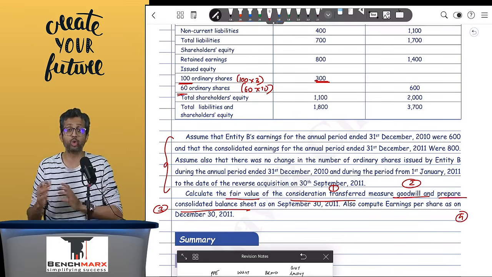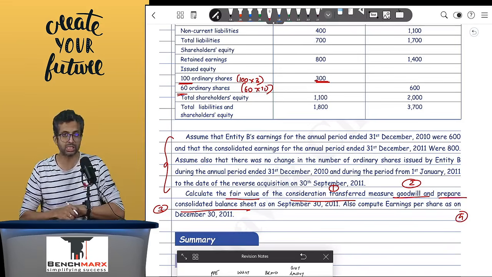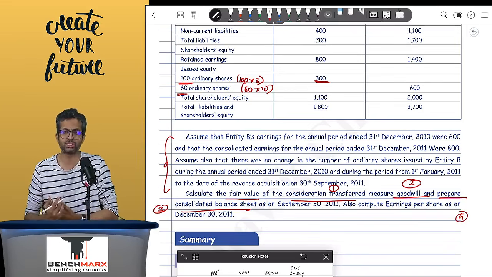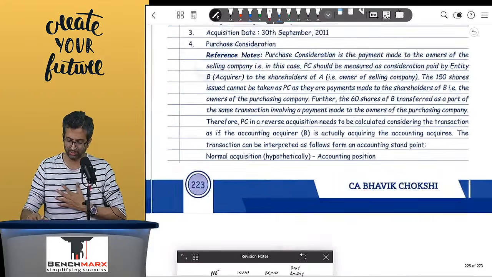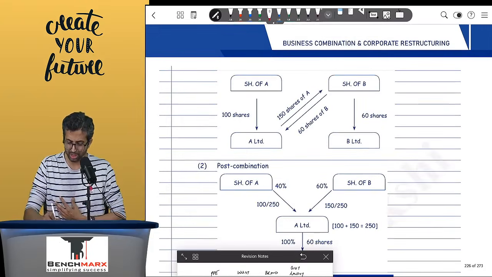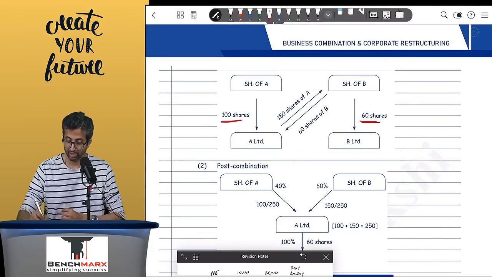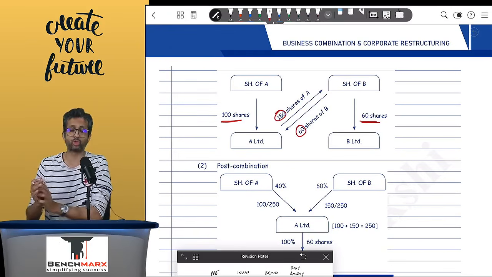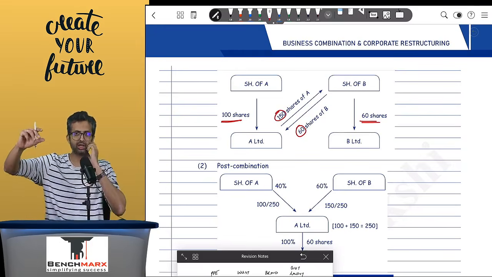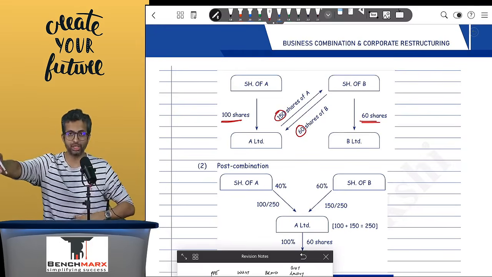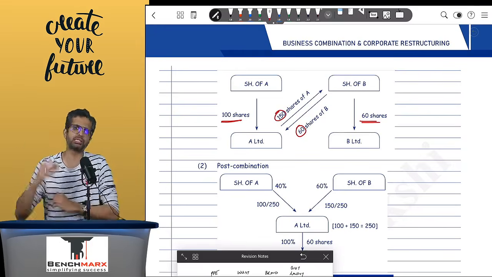Now first of all, who is the acquirer over here? It seems B is the acquirer. Why would we say B is the acquirer? Well, if you look at the legal structure, what is happening? There must be some shareholders of A holding 100 shares in A, and shareholders of B holding 60 shares in B. We are acquiring 60 shares of B and in return issuing 150 shares of A to the shareholders of B. So post combination, A Limited owns 100% stake of B Limited. So B is a legal subsidiary and A is a legal parent.